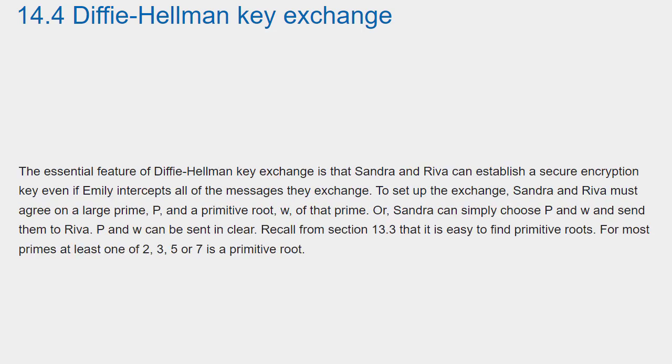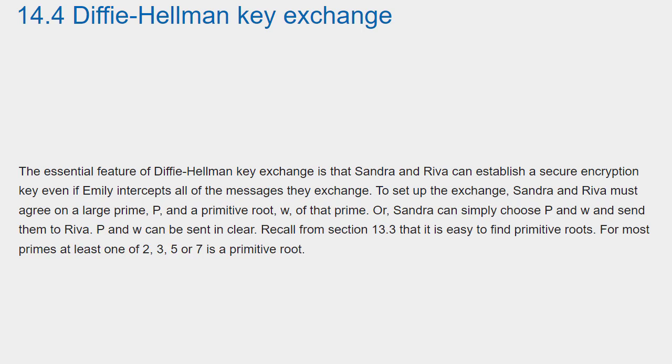The essential feature of Diffie Hellman key exchange is that Sandra and Riva can establish a secure encryption key even if Emily intercepts all of the messages they exchange. To set up the exchange, Sandra and Riva must agree on a large prime, P, and a primitive root, W, of that prime. Or Sandra can simply choose P and W and send them to Riva. P and W can be sent in clear.